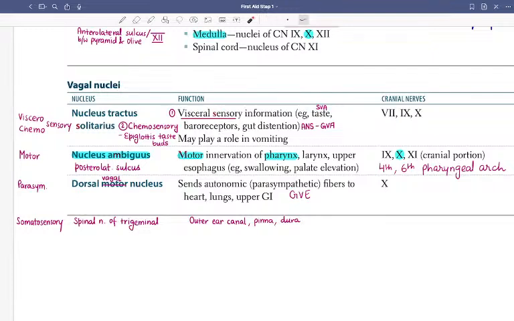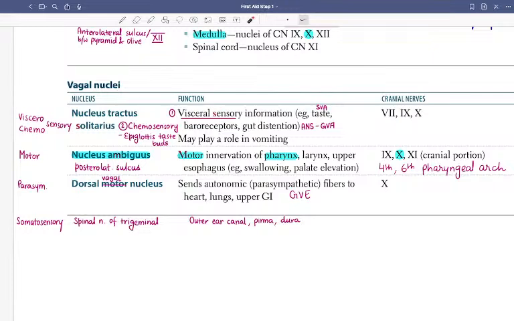The hypoglossal nerve was present in between the olives and pyramids, and behind the olives what did we have? Behind the olives there was the ninth nerve, tenth nerve, and eleventh nerve. So everything that comes from the fourth and sixth pharyngeal arch: pharynx, larynx, upper esophagus, swallowing, palate elevation, and so on. All muscles of the tongue are supplied by the hypoglossal nerve except palatoglossus, which is supplied by the tenth nerve. That's why palate elevation.